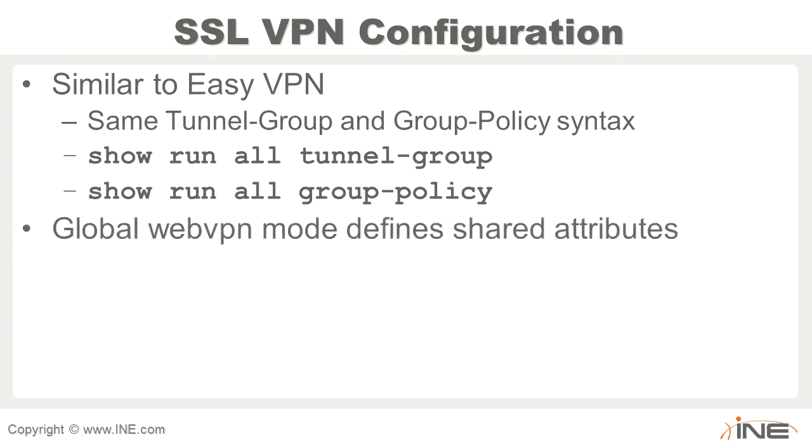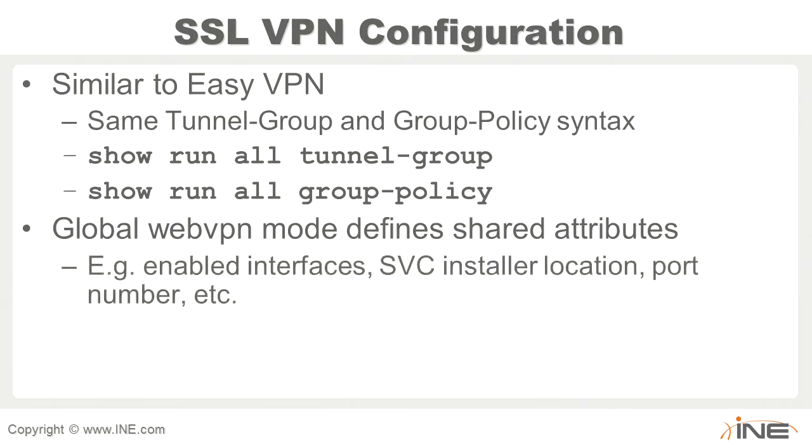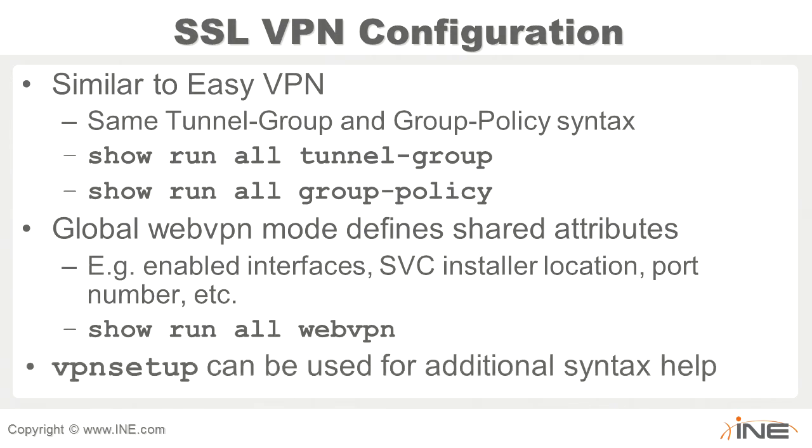Additionally, we have another global configuration mode, which is the webvpn configuration mode, that is going to define some of the shared attributes between the tunnels. Things like what are the interfaces that we're listening for the connections on, what is the location on the flash of the SSL VPN client, which is also known as the SVC, and what is the port number that the ASA is going to be listening on, which is typically going to be port 443. We can see the defaults of this if we look at the show run all webvpn, and then also like the LAN-to-LAN and the other remote access VPNs for EasyVPN, we can look at the vpnsetup output that's going to help us to build the syntax.